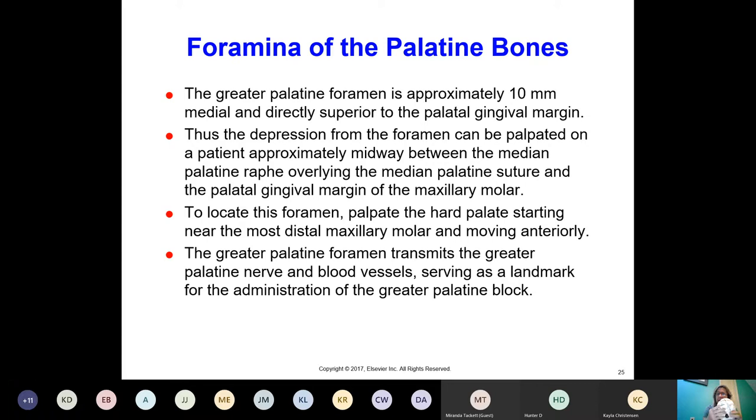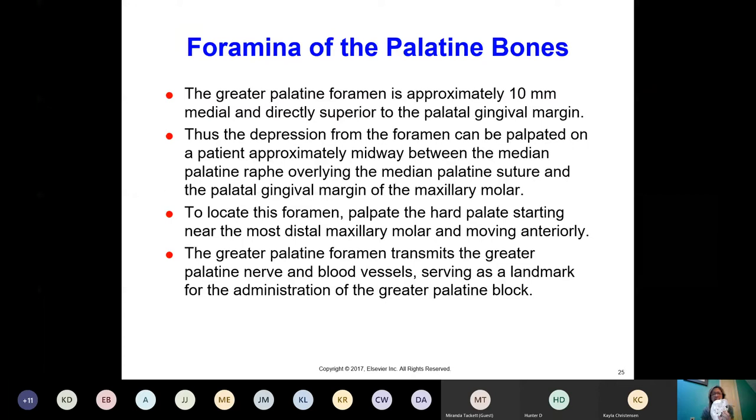If the person is laying in the chair like this and they've got their head back, you're going to take your finger and go medial, 10 millimeters toward the midline along their gingiva and just inside of that third molar, and you're going to palpate with your finger. I'm not supposed to encourage you to put your fingers in your mouth, but if you wash your hands really well, you can feel it on yourself. You can poke in that little hole. Don't poke hard because it does kind of hurt, but you can poke on that little foramen and you can feel an indentation.